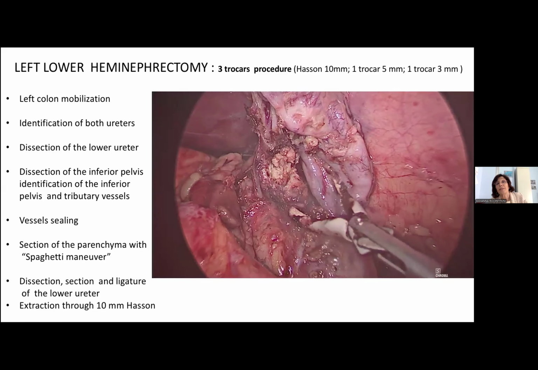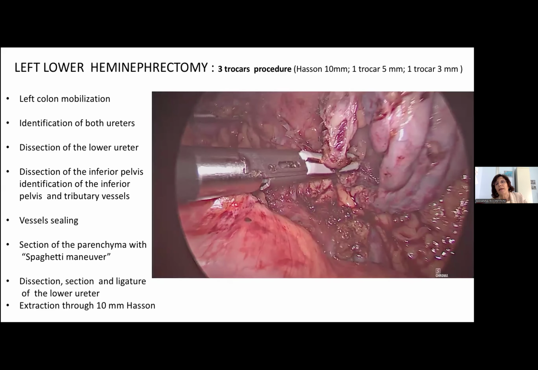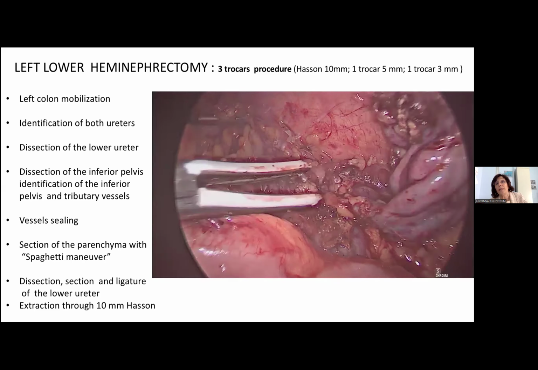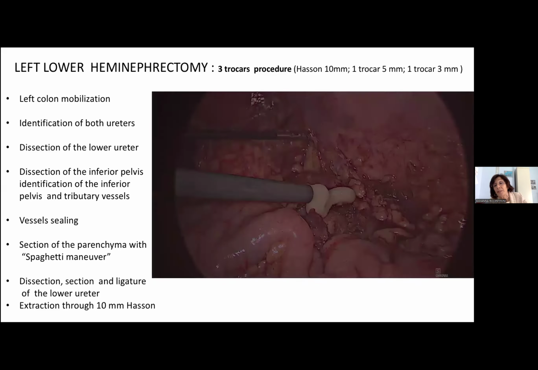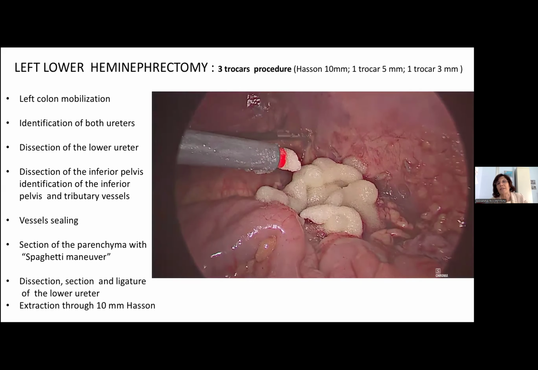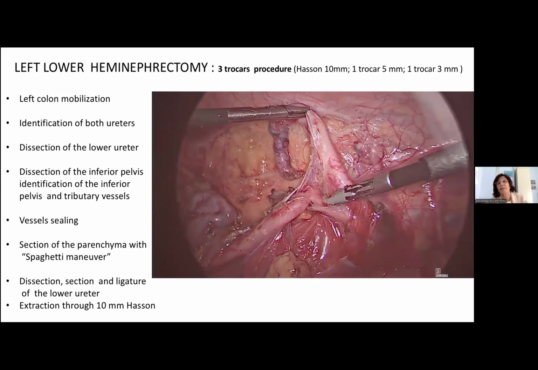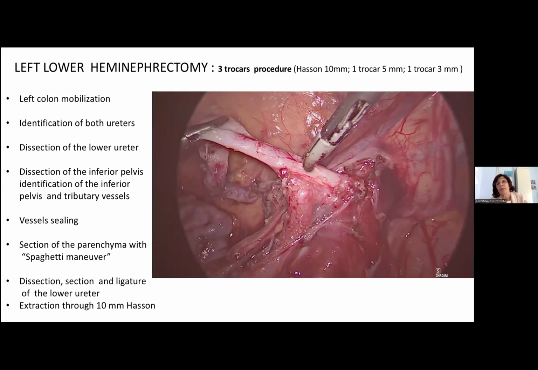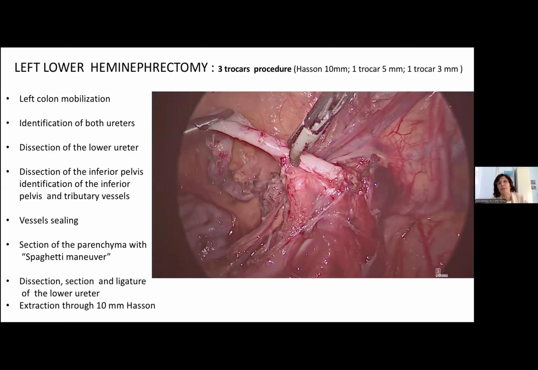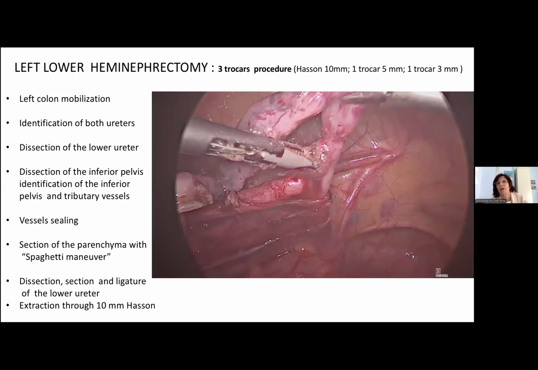And as you can see, this is parenchyma. There is no more urinary tract there. Sometimes I put some hemostatic agent, but I have to say it's not necessary after you have done this kind of dissection after the treatment of the tributary vessels.